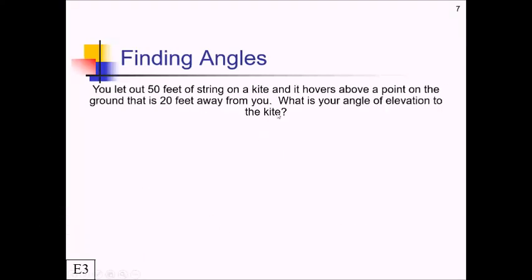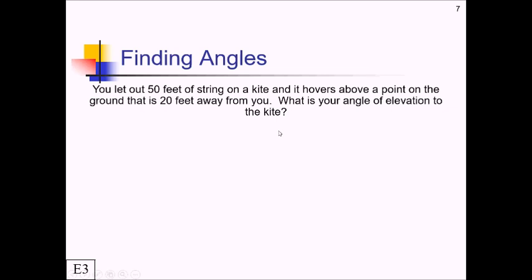We'll do one more of these real-life problems to see if you've got the hang of it. So let's say you're letting out 50 feet of string on a kite, which hovers above a point on the ground that is 20 feet away from you. This time we want the angle of elevation to the kite. So we're looking for an angle for the first time. Pause the video, give it a whirl.